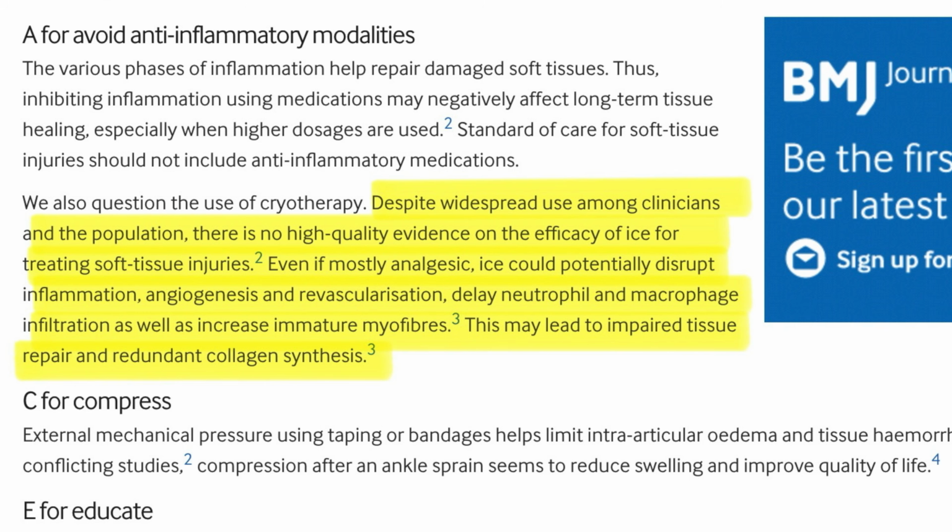I suggest that you avoid ice, and here's why. Published by the British Journal of Sports Medicine in 2020: "Despite widespread use among clinicians and the population, there is no high-quality evidence on the efficiency of ice for treating soft tissue injuries. Even if mostly analgesic, ice could potentially disrupt inflammation, angiogenesis, and revascularization." So essentially, stick with rest, compress, and elevate.